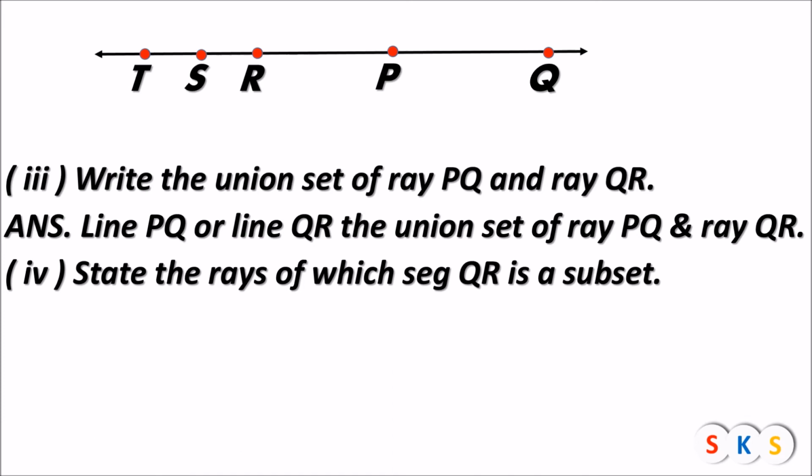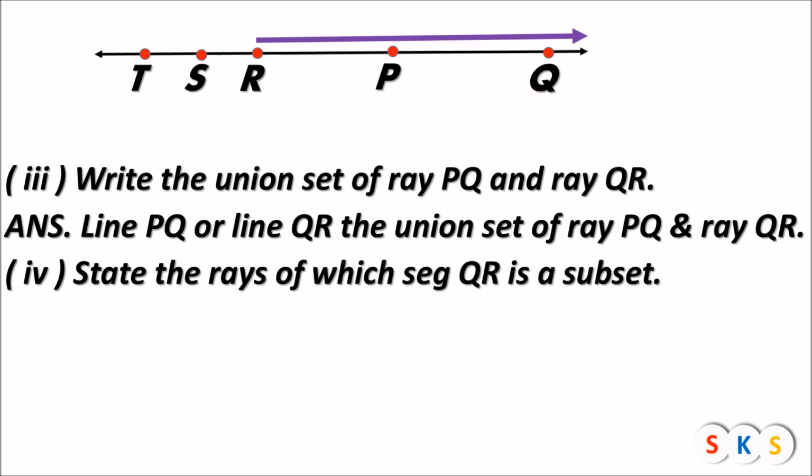Now here we have the next question. State the rays of which seg QR is a subset. That means you have to find the rays whose subset is seg QR. That means seg QR should be a part of that particular ray. You can see it is ray RQ, and segment QR is a part of this ray. So I can say that ray RQ is a ray whose subset is seg QR.